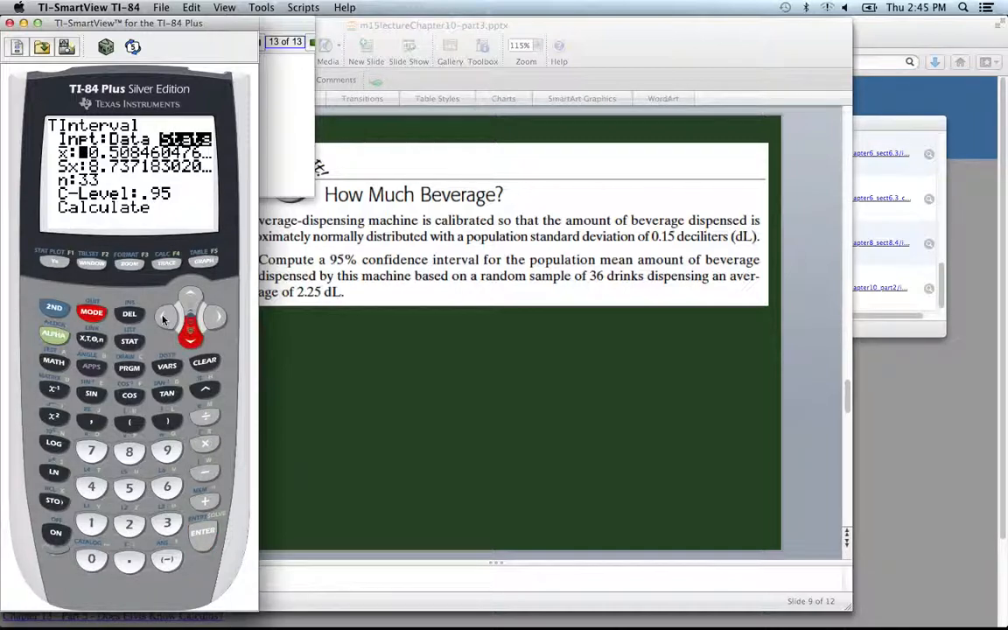Now the sample mean was 2.25. I picked T interval. Oh, hold on a second. Let me back out of here. My arrow must have, I'll just push number 7 now. Okay, let's try that again. So sigma's given, that's 0.15. Sample mean, 2.25. Sample size, 36. Now notice I can adjust the confidence level here. Right now we're at 95%, which is what the problem's asking for. Press enter. Here's the interval. It's about 2.2 to about 2.3.